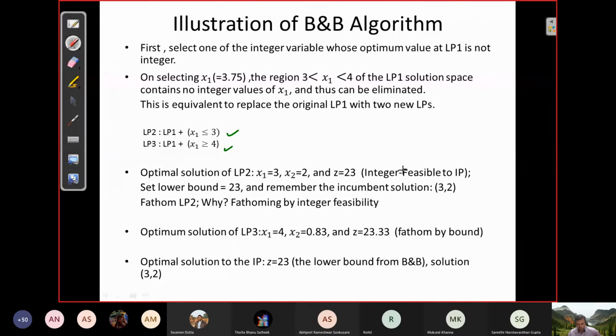here you can solve graphically because it can be plotted in a graph. But for other higher dimensional problems, you have to solve by simplex. Now when you solve it, you get this solution: x1 is 3, x2 is 2 and z is 23. Now what is happening here?